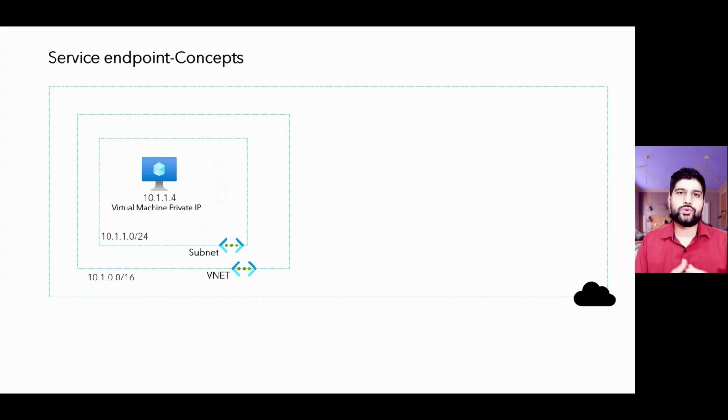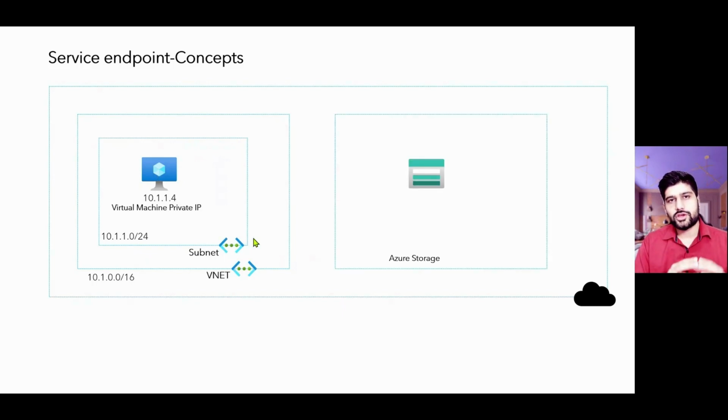Now, what you want to do is connect this virtual machine with some PaaS offering from Microsoft. For example, you want to connect it to a storage account. So you can see you want to connect this VM on the left-hand side to a storage account on the right-hand side. This PaaS service can be a SQL database. It can be any other Microsoft service as well.